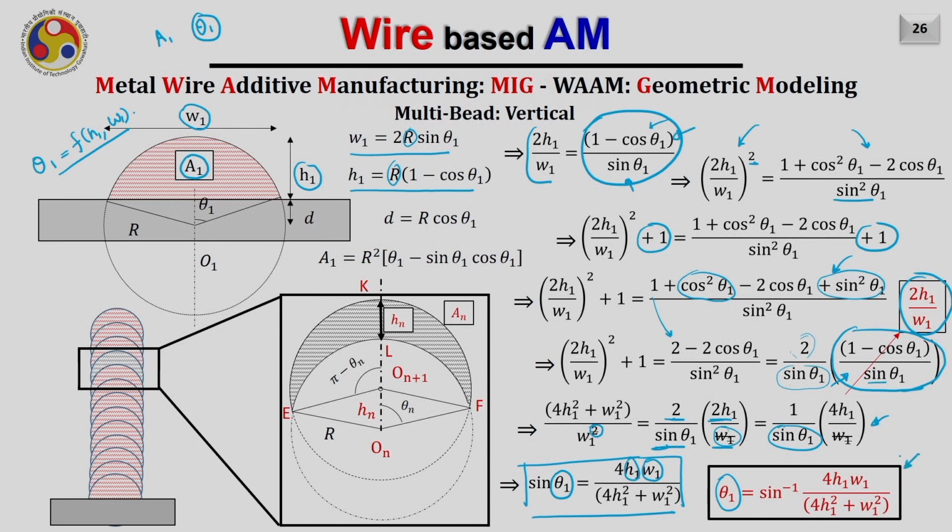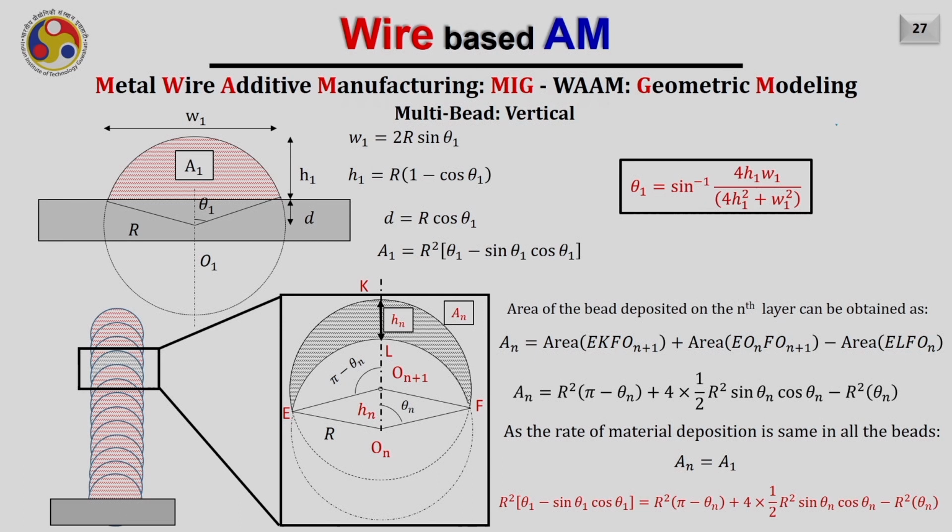So, now I completely know the area of the bead deposited on a flat surface if I know the value of h1, that is its height, and w1, that is its width. So, knowing it now, our aim will be to obtain the area of the bead deposited on the nth layer.